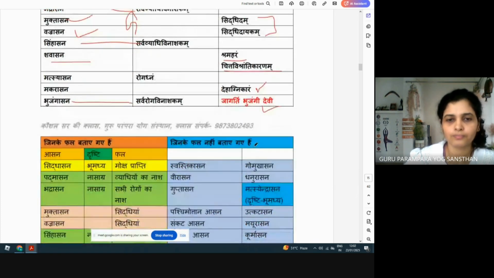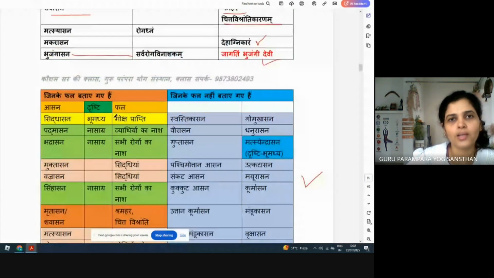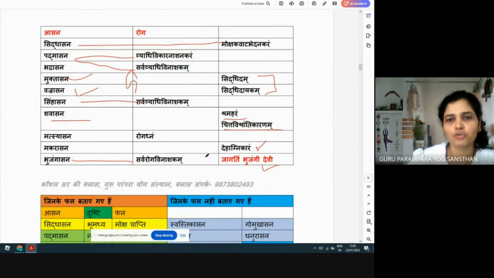Then we'll go further. These are the asanas which don't have benefits. You also can make a chart like that. These are not important. You just have to remember the name and the drishti. Only these asanas and these words will do a quick revision for you.